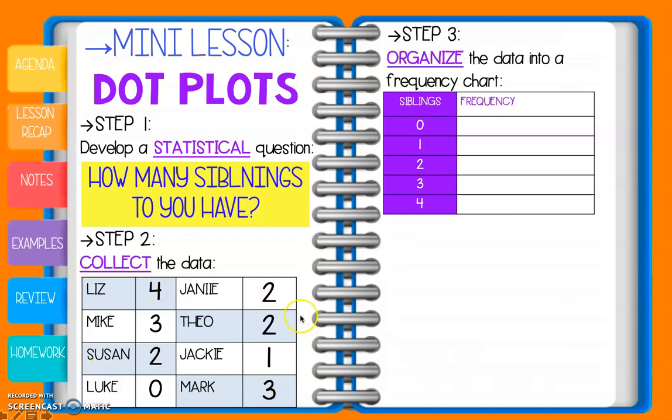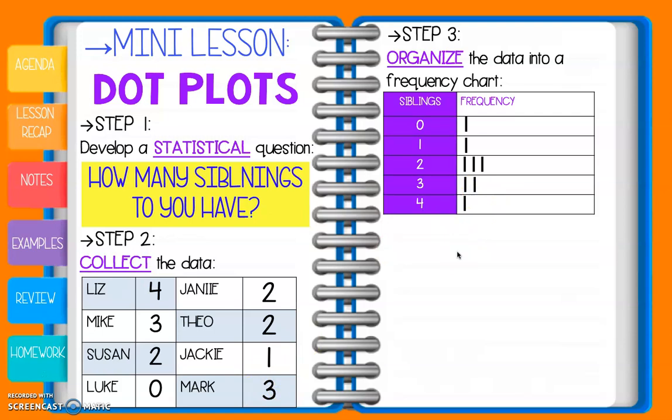So let's go over here to our data. It says that Liz has 4 siblings. So I'm going to come over here to my 4, and I'm going to put 1 tally mark. Okay, Janie has 2 siblings, so I'm going to come and put a tally mark in the 2. Mike has 3, so there's our tally mark. Theo has 2, so that's another tally. Susan has 2, that's another tally for my 2. Jackie has 1. Luke has 0, and then Mark has 3. So there's our tally marks.